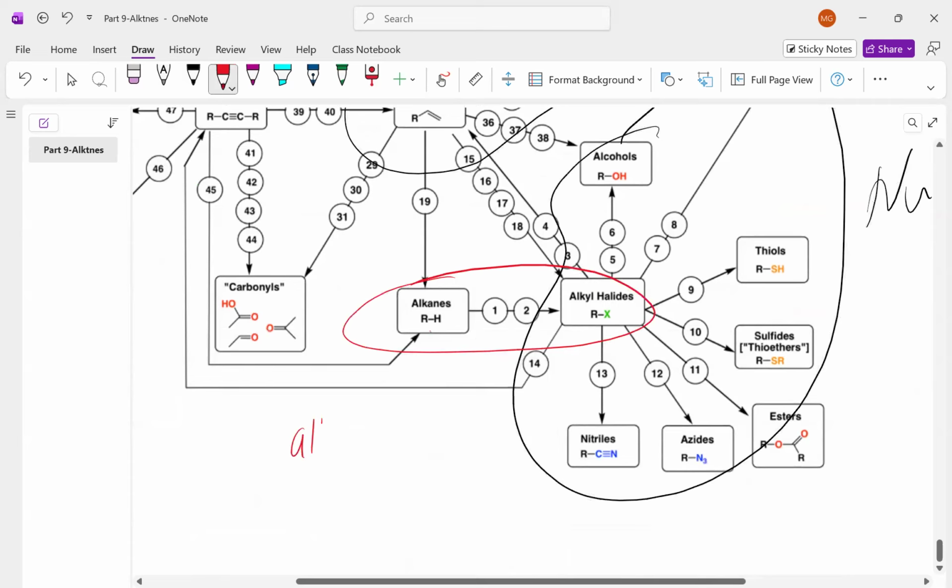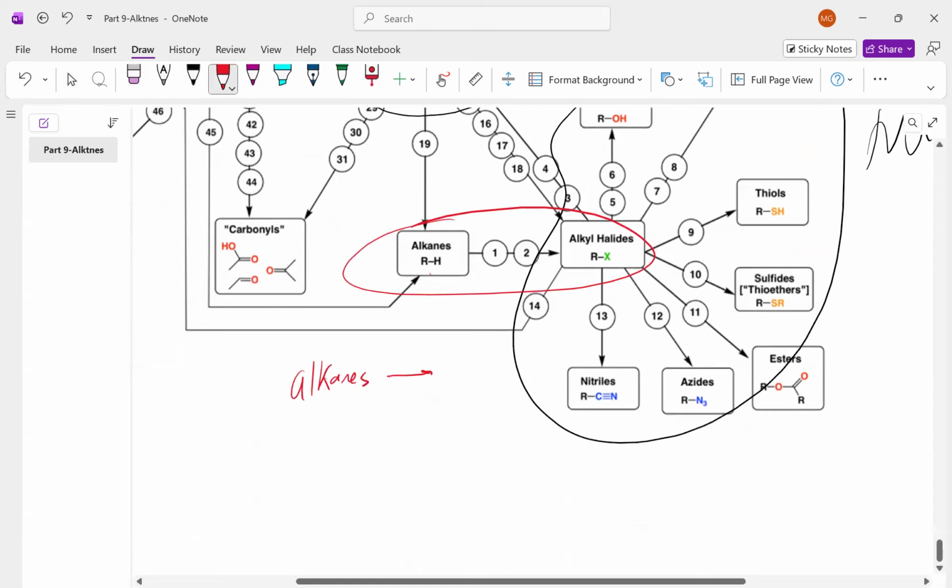So that makes it really simple. If you're ever starting with an alkane in a synthesis and you want a first step, you have no idea where to go, put a bromine on it to make a bromoalkane.